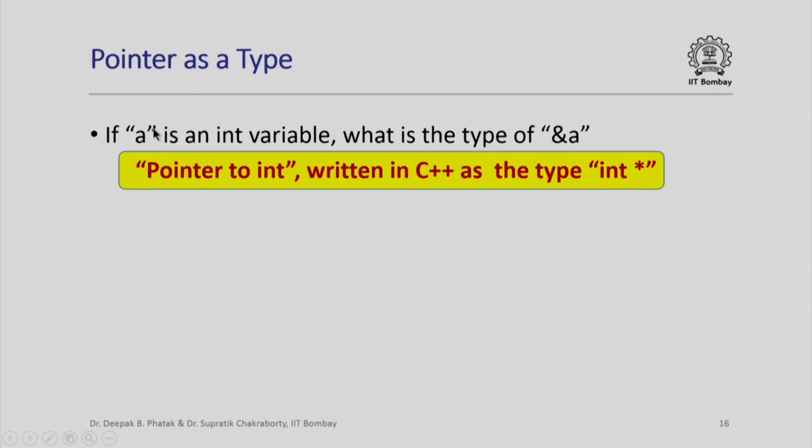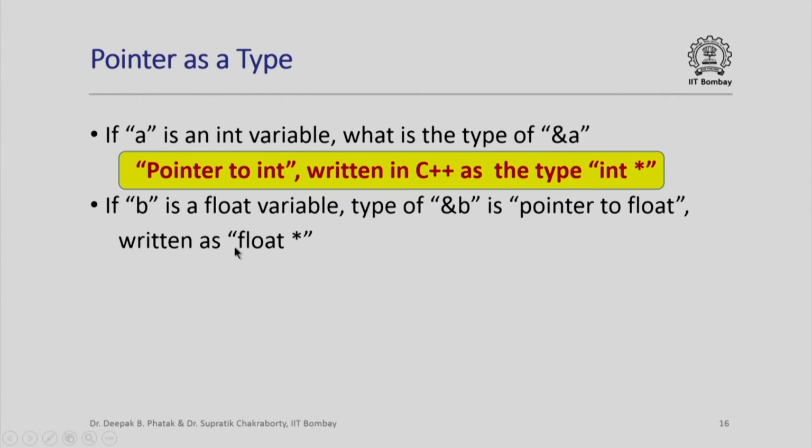So, if A is an integer variable and if ampersand A is an expression, one might ask, well, what is the type of ampersand A? Every expression must have a data type, and here is where we encounter the new data type that we are learning today, which is pointer to an already existing data type. So, in this case it is a pointer to int, and this data type in C++ will be written as int star, int space star. So, if B is a float variable, the type of ampersand B will also be pointer to float and will be written as float space star.